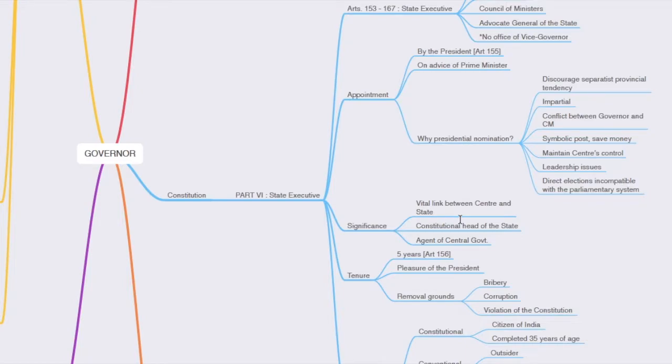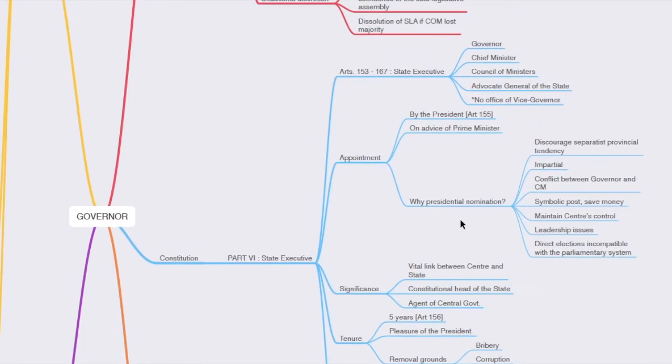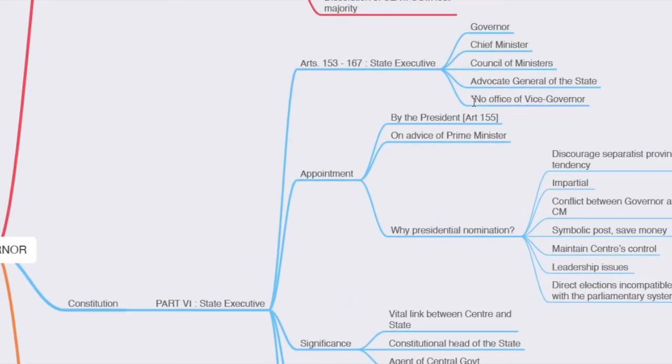Part 6 of the Indian constitution deals with the state executive. Articles 153 to 167 deal with the state executive. It consists of these people: governor, chief minister, council of ministers, and advocate general of the state. However, please note there is no office of vice governor, just like we have the office of vice president. This is the difference between the center and the state. Do remember, there is no office of vice governor.